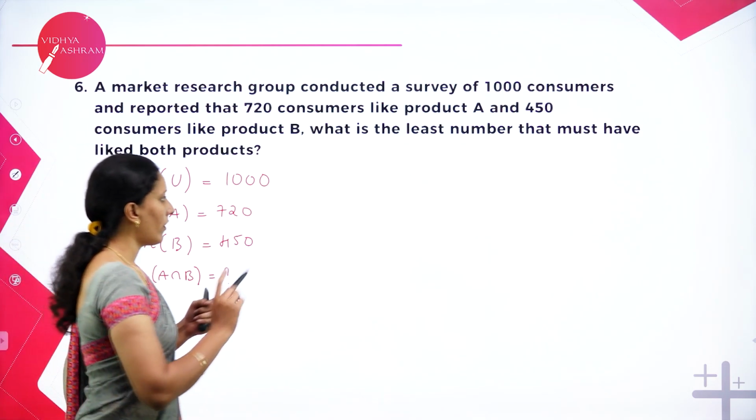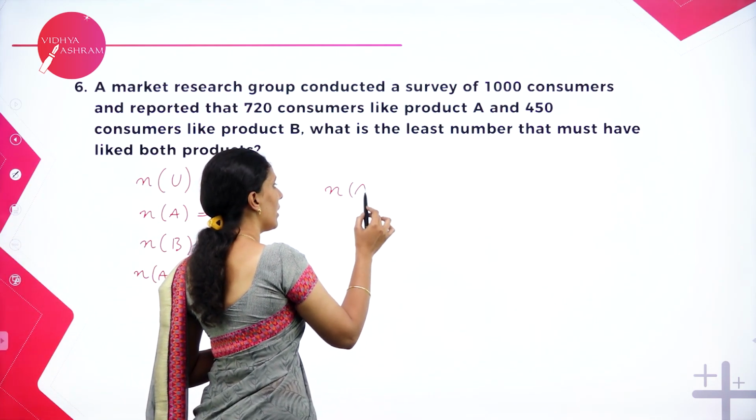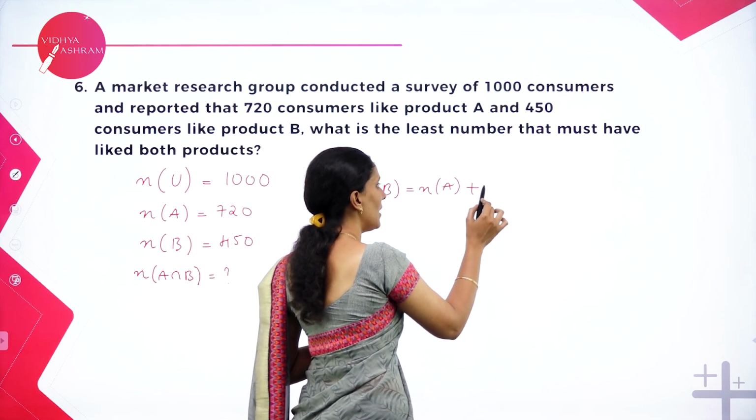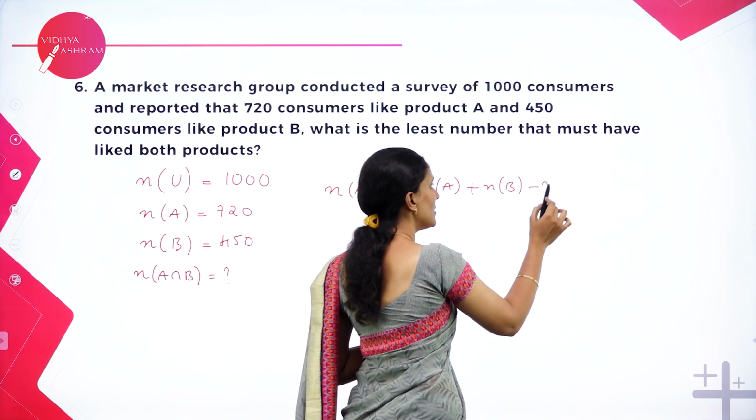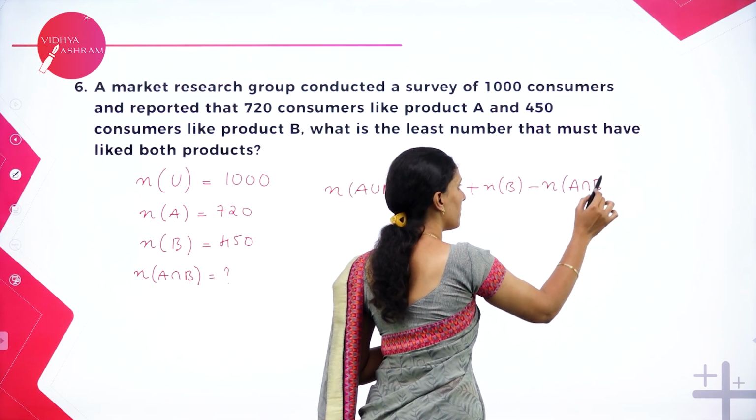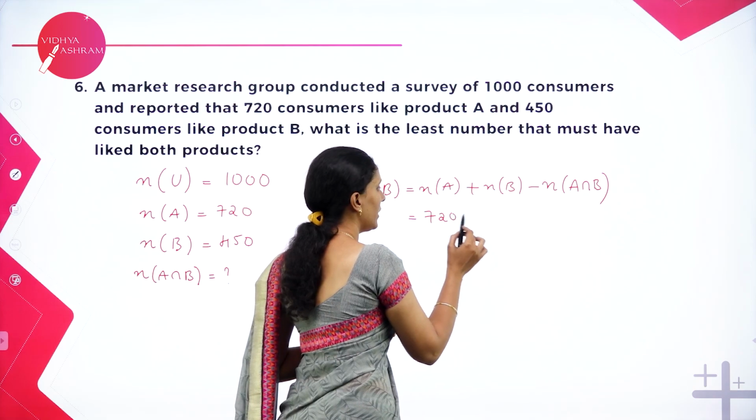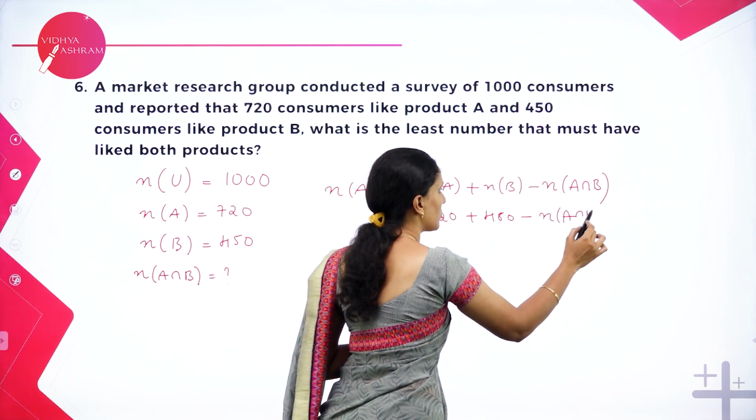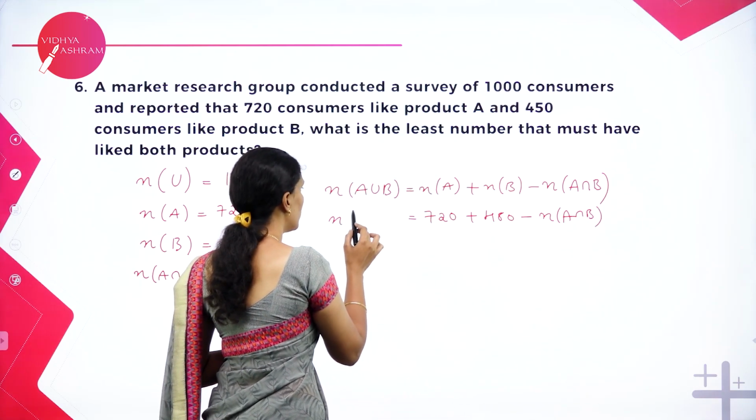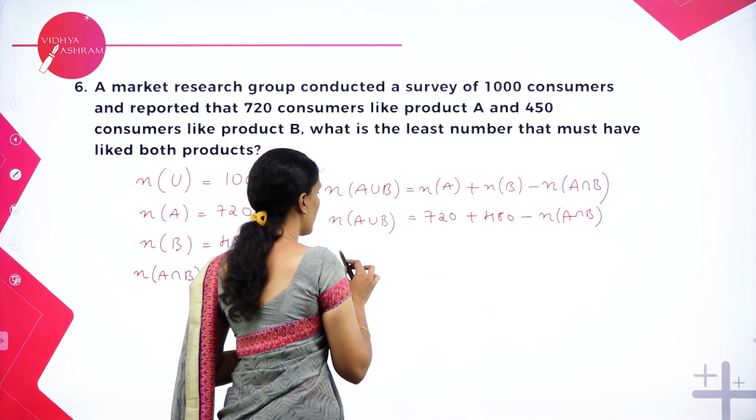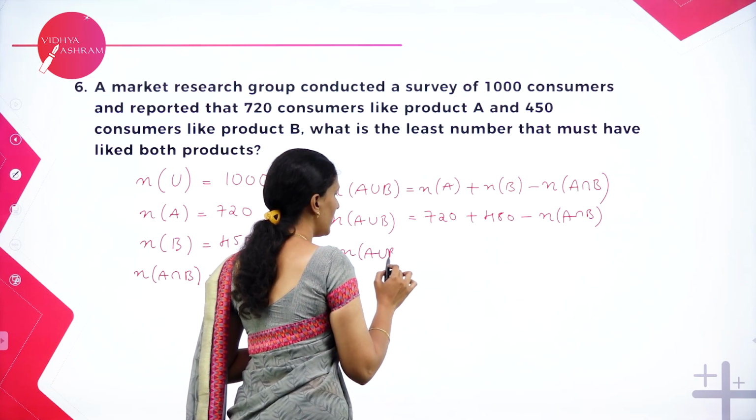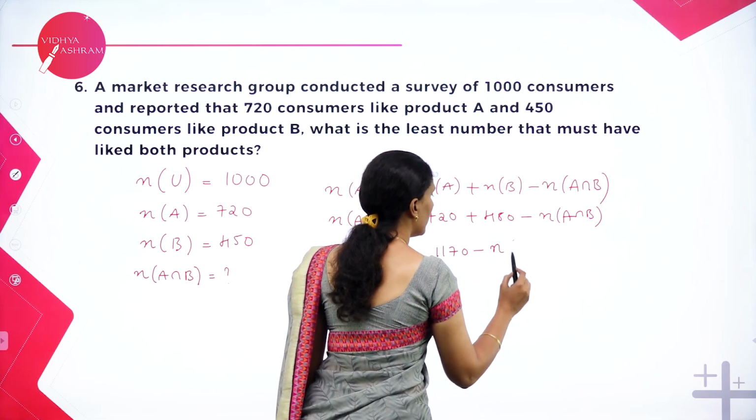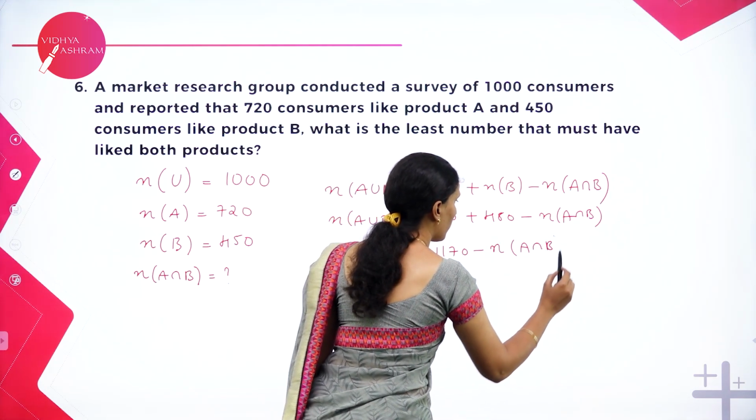So now let us write the formula. We know that N of A union B can be written as N of A plus N of B minus N of A intersection B. So it is 720 plus 450 minus A intersection B. We don't know this, so let's write it as it is. N of A union B is equal to 1,170 minus the number of people who like both the products.